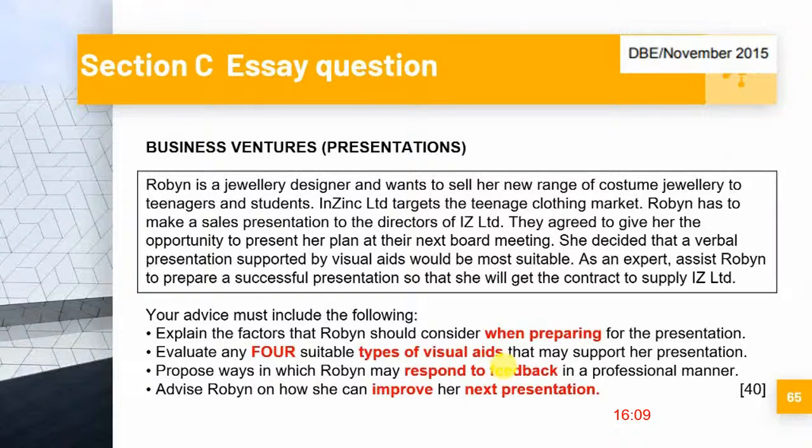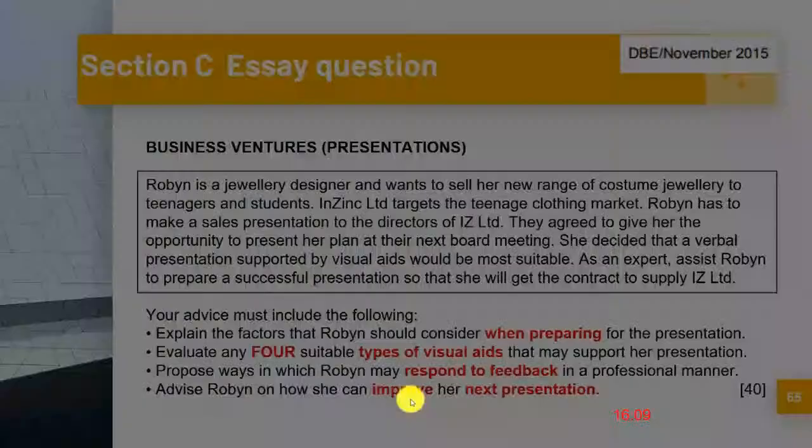Your advice must include the following. Factors that Robin should consider when preparing for the presentation. Evaluate any 4 types of visual aids. Propose, advise or recommend ways Robin can respond to feedback. And advise how Robin can improve her next presentation.